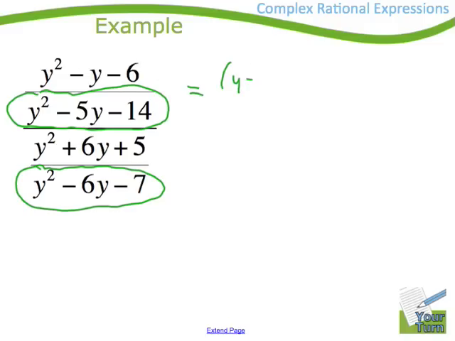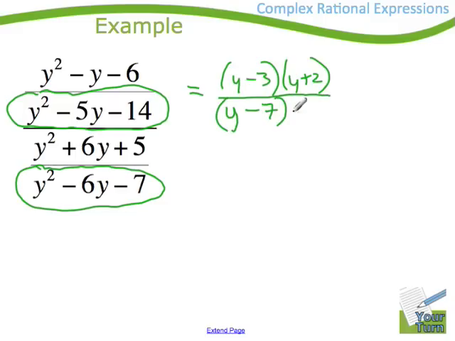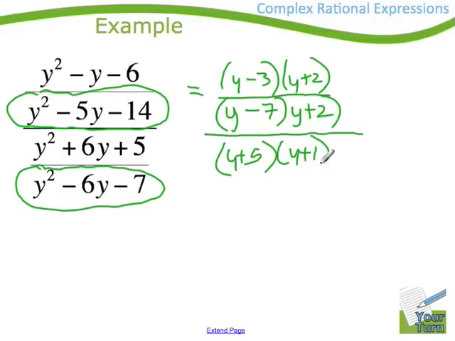On the top, I'll have y minus 3, y plus 2. And on the bottom, I'll have y minus 7, y plus 2. Is that right? I think so. Over, on the top, y plus 5 times y plus 1, all over y minus 7, y plus 1. I hope I have factored all those out properly.